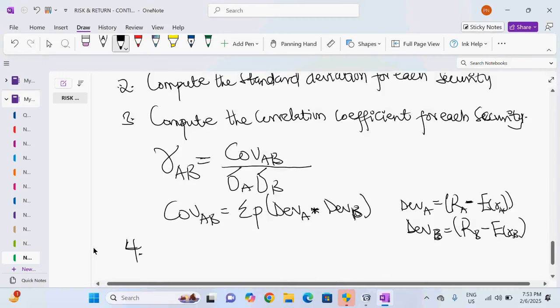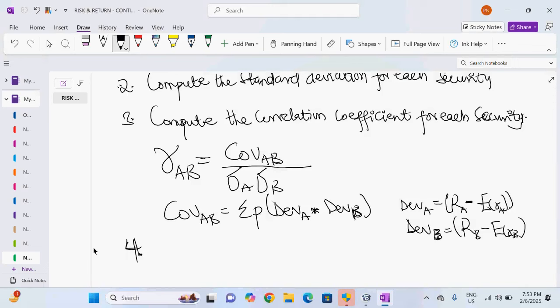Please, the correlation coefficient, the formula I saw was standard deviation on expected return. That one is, what's the name for it? Coefficient of variation. But the COV that I've written here, that one is what? That is covariance.